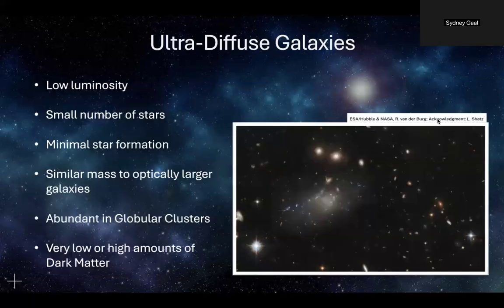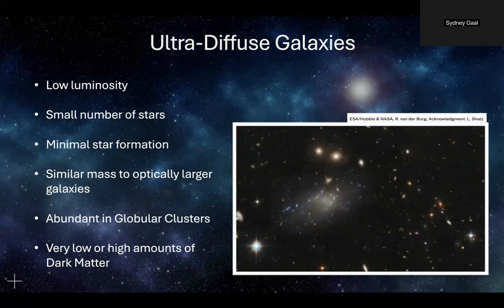So first, I want to talk about ultra diffuse galaxies. What are they? These are very faint galaxies, as you can see in the photo I have on the slide. They're normally found to have very few stars, very little star formation, and they tend to have lots of globular clusters. And those are spherical collections of gravitationally bound old stars.